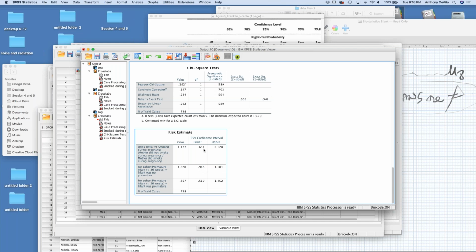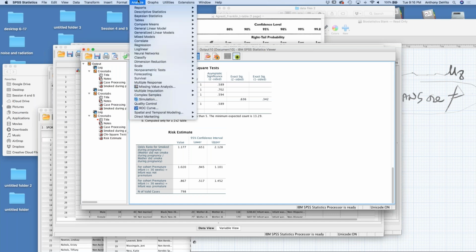So in this instance, we failed to reject the null hypothesis for 2 reasons. 1, because our chi-square value wasn't big enough, and 2, because our confidence interval for our odds ratio did not exclude the value 1, the value we would get if the odds for both groups, the exposed smokers and non-smokers, were the same.